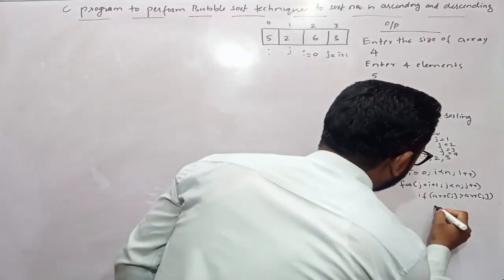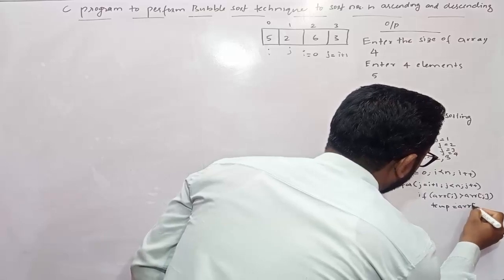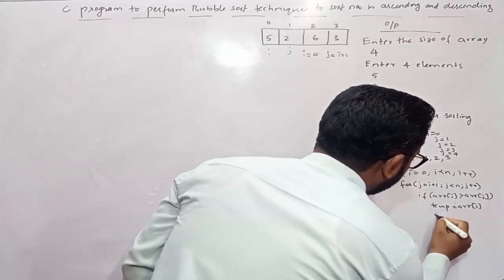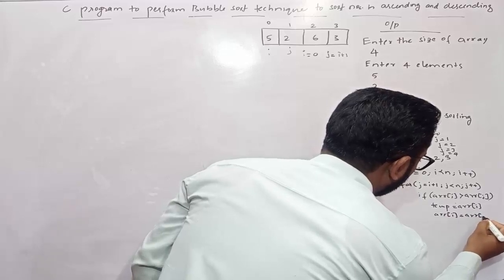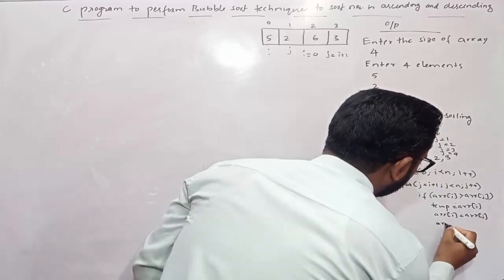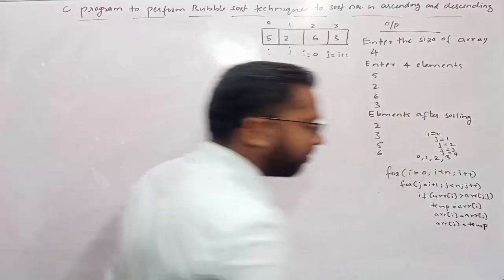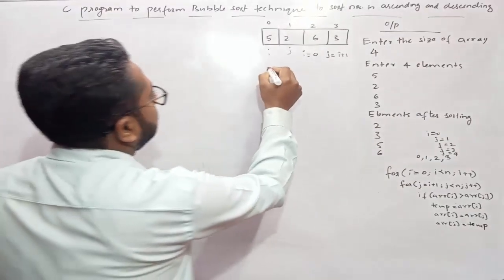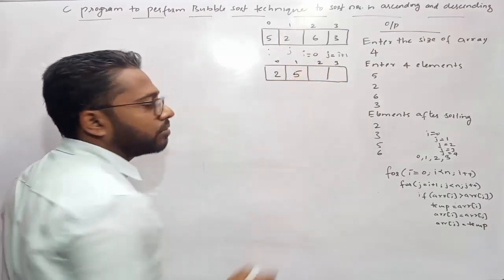So we will swap. temp equals to array of I, then array of I equals to array of J, and array of J equals to temp. Okay. So we will bring 3, we will bring 2 here and 5 will come here.